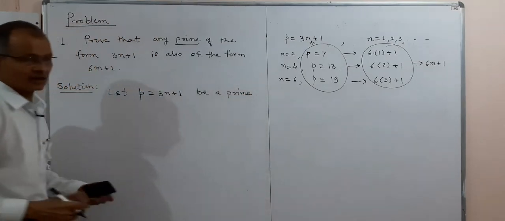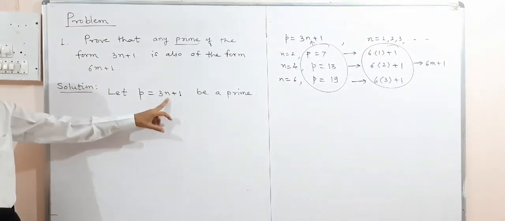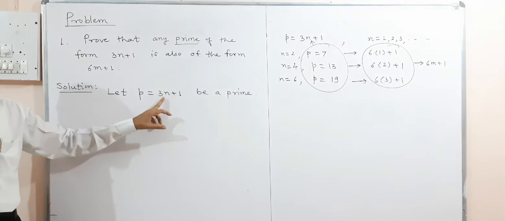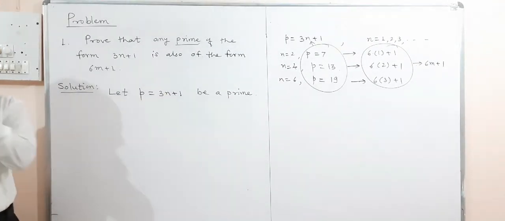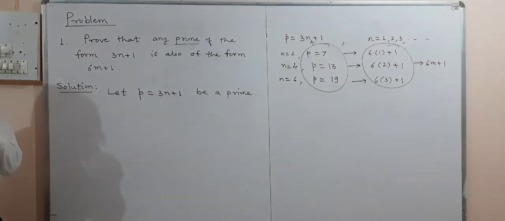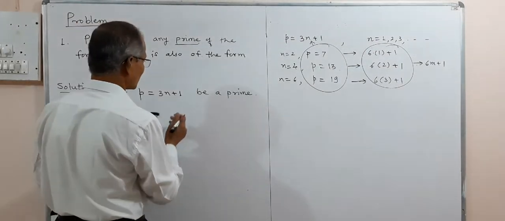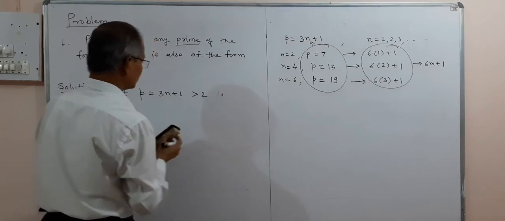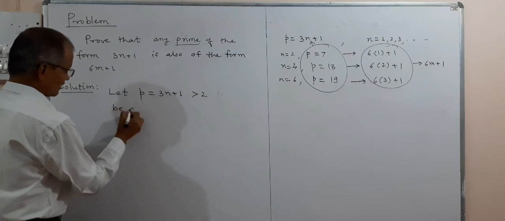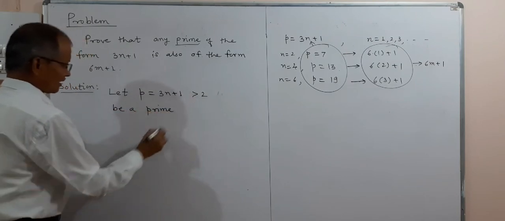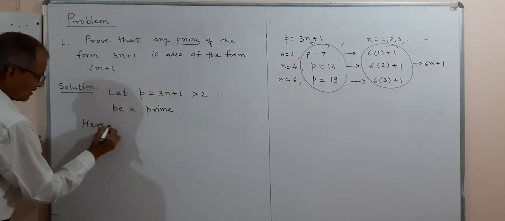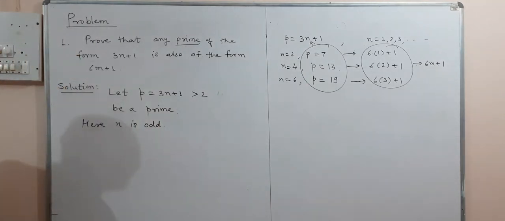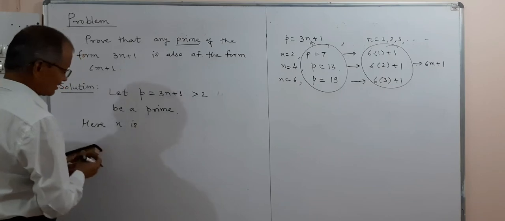Now here we shall say that this n is not odd. Why is it not odd? What happens if it is odd? If n is odd, then 3n is also odd, and odd plus 1 will be even. And an even number which is greater than 2. So here we shall consider this is greater than 2, be a prime. And here n is odd. N is not odd but even. It must be n is even.